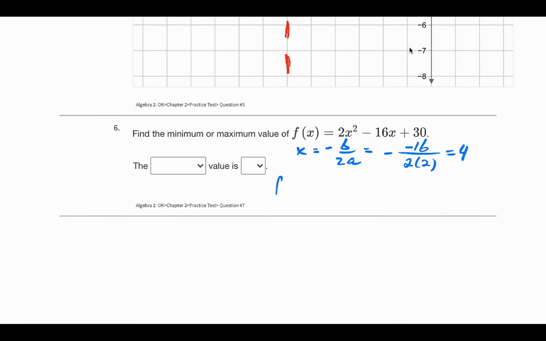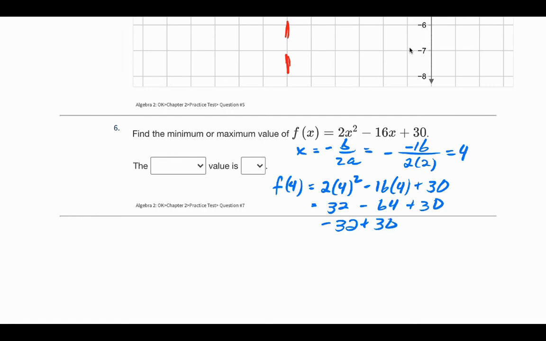Remember, our maximum or minimum is when we take and evaluate it at x is equal to 4. So we're going to say 2 times 4 squared minus 16 times 4 plus 30. 4 squared is 16. 16 times 2 is 32. 16 times 4 is 64. 32 minus 64 is negative 32 plus 30. And that'll equal negative 2. So we know our value is negative 2.